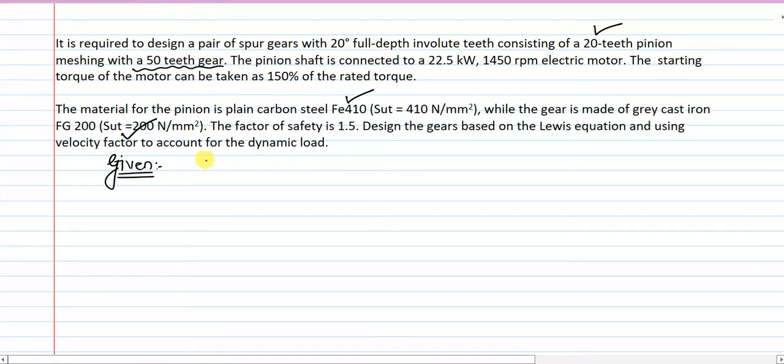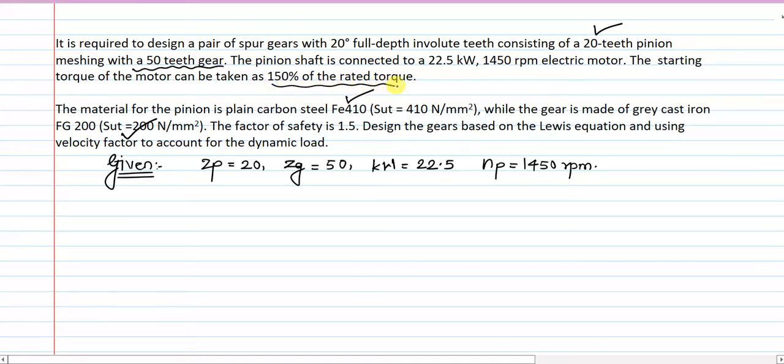So the number of teeth on pinion is 20. Number of teeth on gear, ZG, is 50. Then the pinion shaft is connected to a 22.5 kilowatt motor. So kilowatt is equal to 22.5. Then the RPM of the electric motor, or we can say the speed at which the pinion has to rotate, is 1450 RPM.